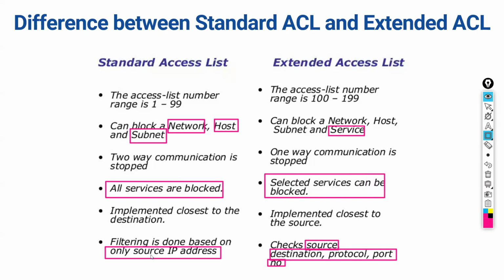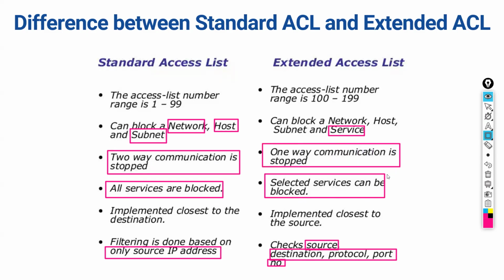Now here, again, we cannot specify, let's say, ICMP traffic. In ICMP we have request and reply. ICMP echo request is type code 8, and ICMP echo reply is type code 0. I'm not able to specify these things here. I cannot specify protocol, port number, or message type. So what will happen? Both-side communication will be blocked. But if I specify that only message type 8 should be blocked, only the request will be blocked, the reply will not be blocked. So one-way communication is stopped.